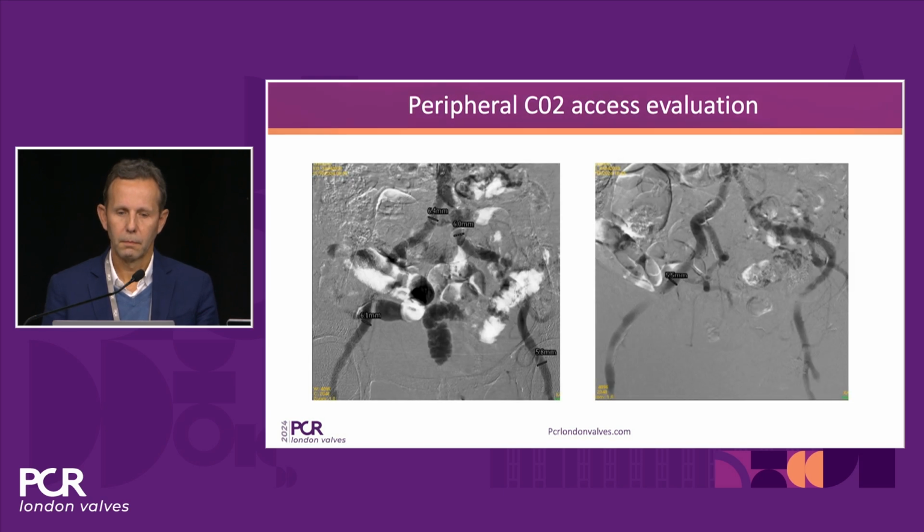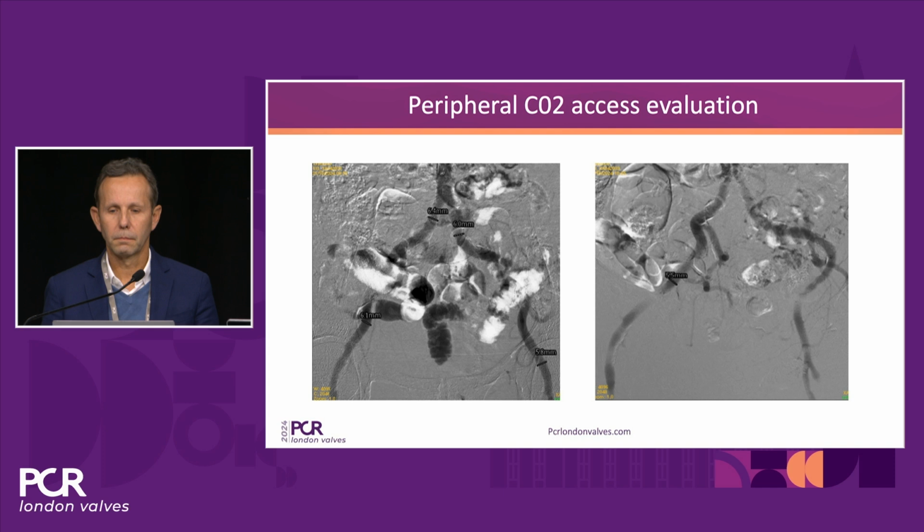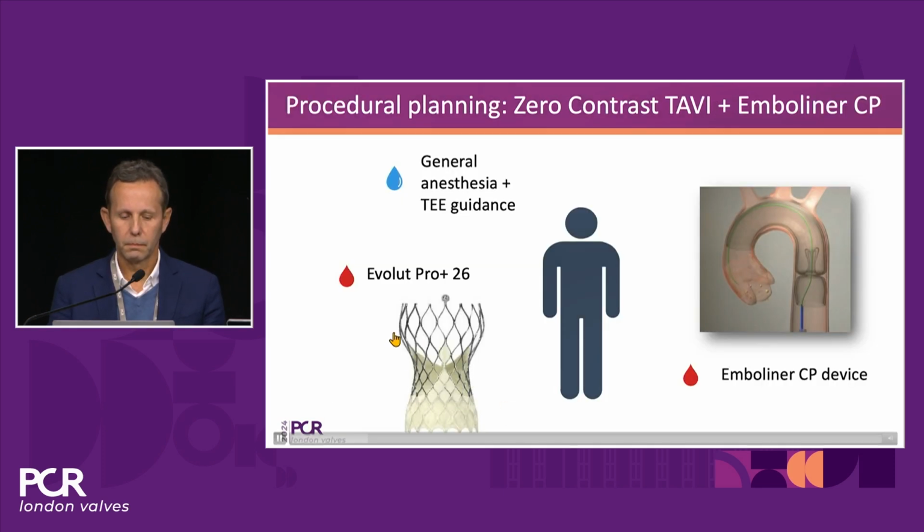For the peripheral vasculature, we assess using the CO2 injection, and as you can see here, it is above 6 millimeters on both sides. We also use the calcium in the non-contrast CT. So our procedural planning is to go with general anesthesia and TE guidance. The TE is very important to assess the prosthesis height during the procedure using the Evolut Pro 26, and also very important using the Emboliner cerebral protection device, which is a full body protection that will be shown in a minute for you guys.